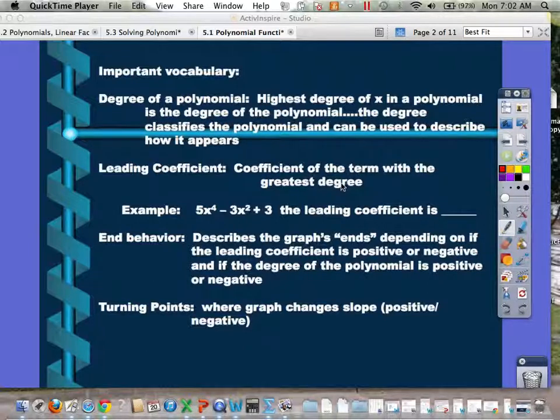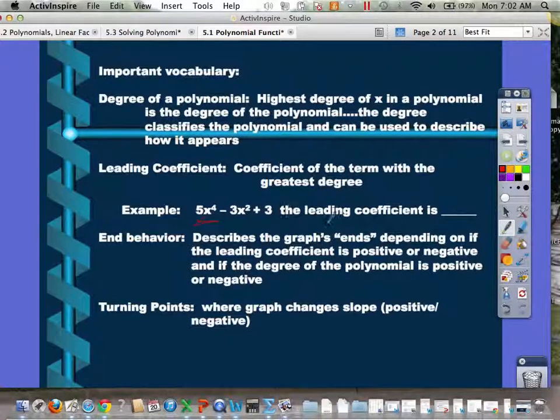Now, when you have these polynomials, you'll need to put them in standard form, okay? For instance, if it's not in descending order by the variable, by the x, you need to put it that way. Alright, so this is 5x to the fourth minus 3x squared plus 3. So the leading coefficient is going to be the one term that has the greatest degree. The greatest degree in this particular instance would be the 5x to the fourth power. So the leading coefficient would be the 5, the number in front of the variable. So that would be 5.